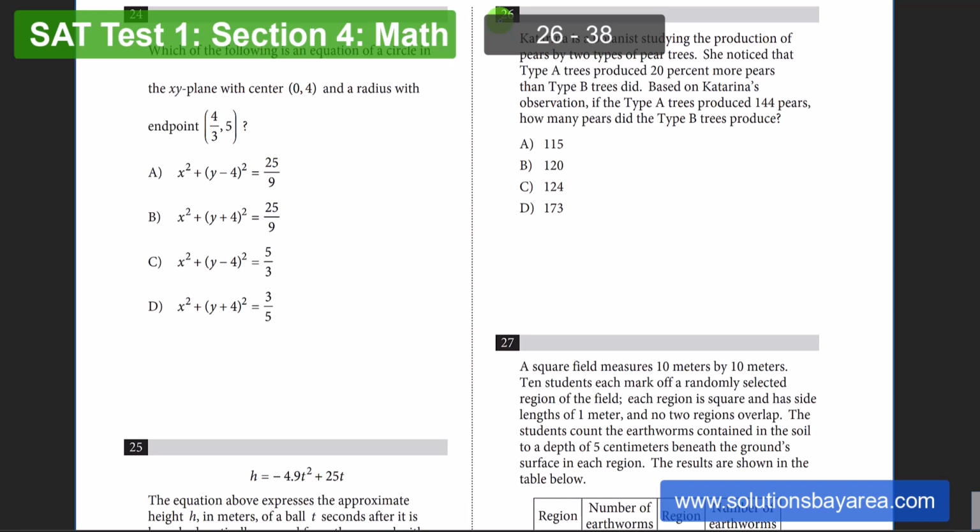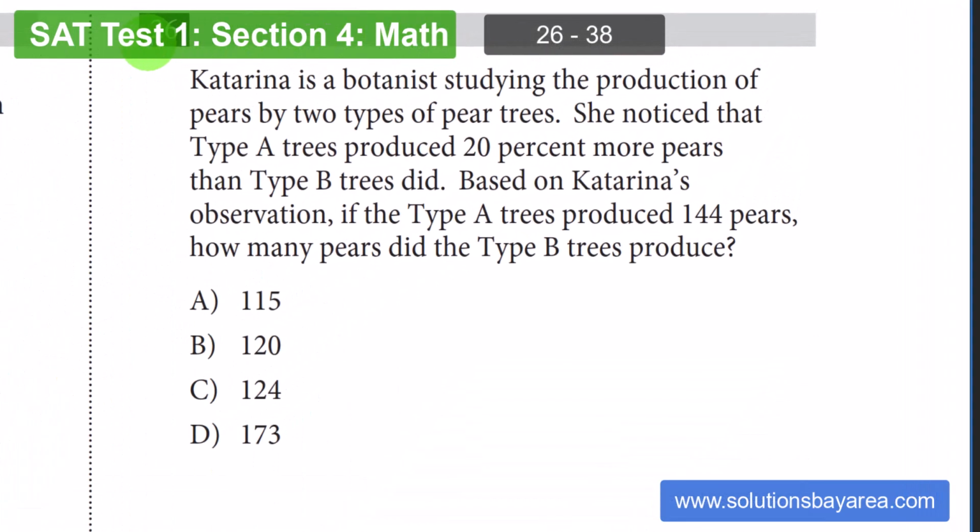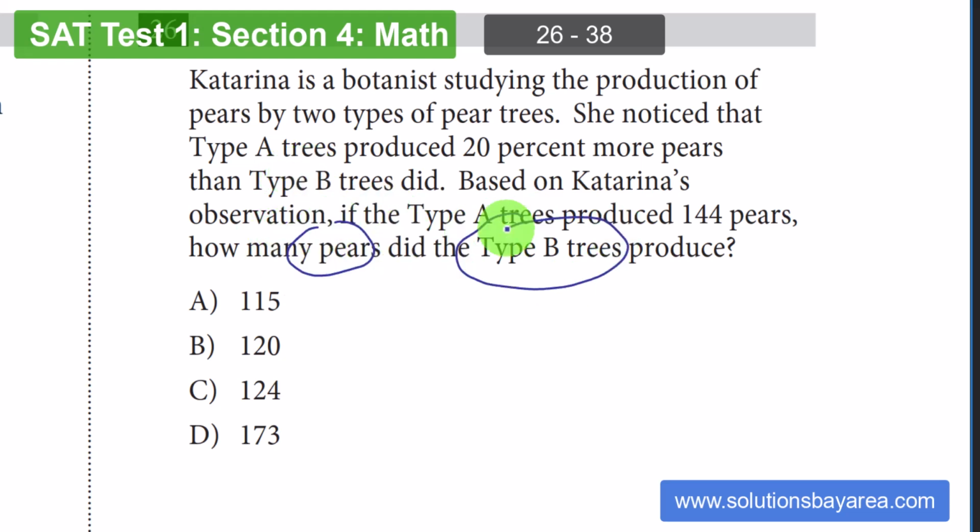Question number 26. This is another classic percent increase, decrease type of question. So what we have here is type A trees. That's 20% more than the type B trees. And the question is, how many pears did the type B trees produce? So people look at this, and I'm going to tell you the mistake that everyone makes.